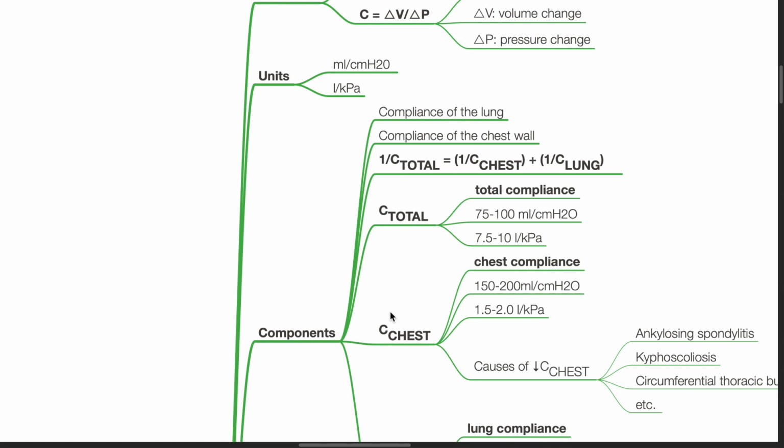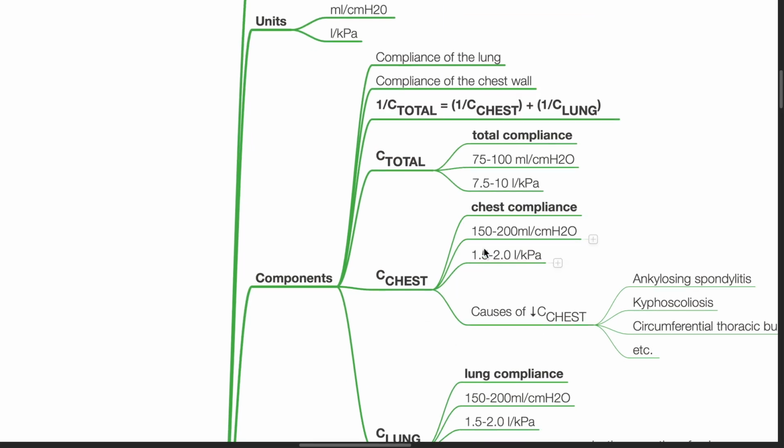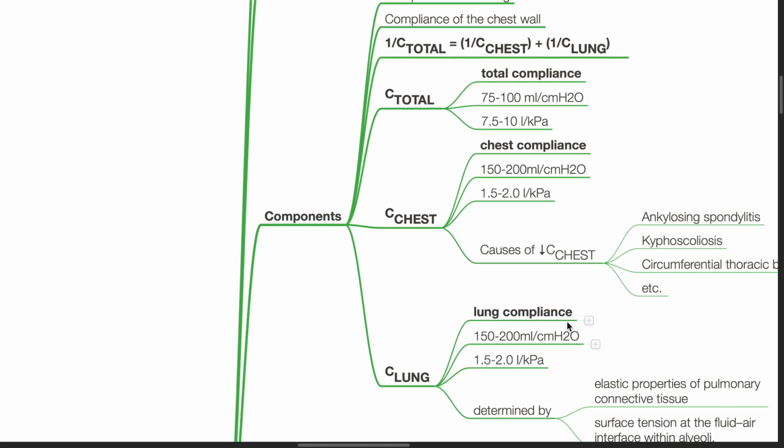Components include the compliance of the lung and compliance of the chest wall, as shown in this formula. 1 divided by C total equals 1 divided by C chest plus 1 divided by C lung, where C total equals the total compliance, C chest equals the chest compliance, and C lung equals the lung compliance.